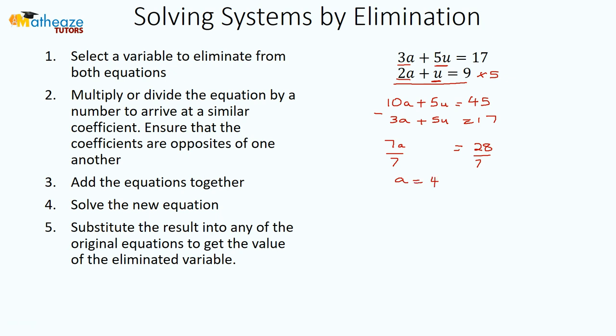Now we will substitute this value of a equal to 4 into any of the equations we prefer. I'm going to use this one right here. So 2 times 4 plus u equal to 9. 8 plus u equal to 9. So we subtract 8 here, we subtract 8 here. So u equal to 1. So therefore, a is equal to 4, u is equal to 1.